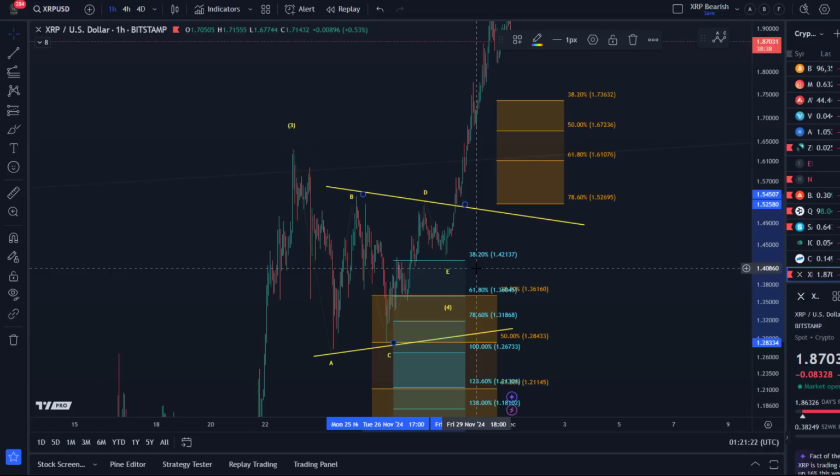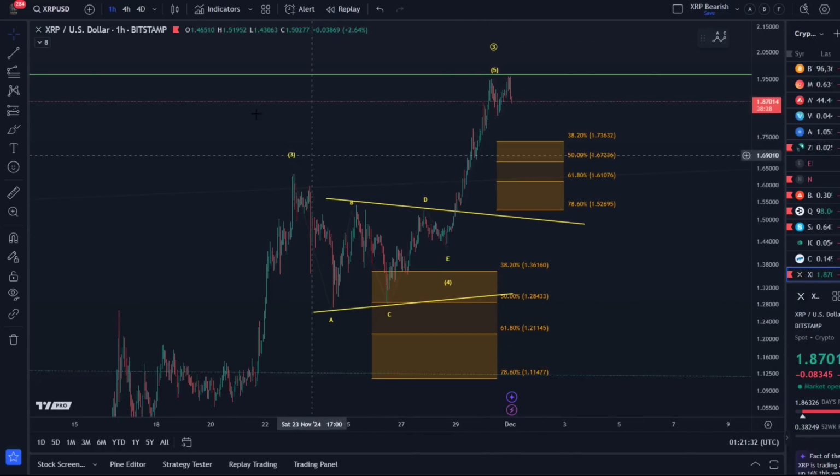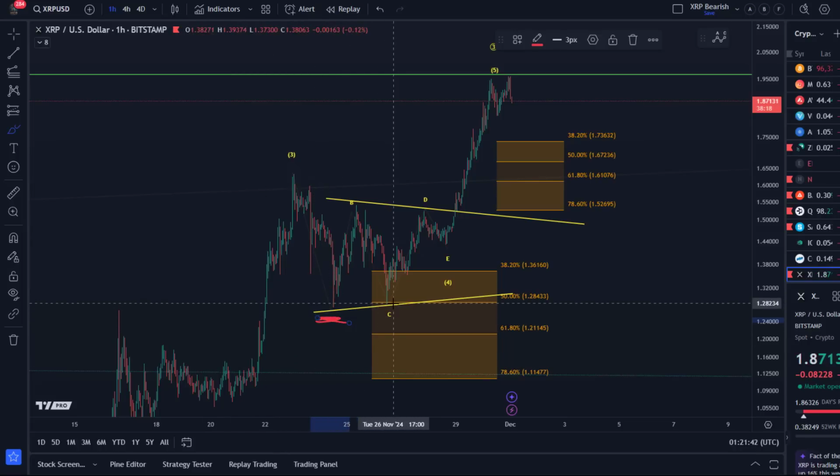Whenever we're dealing with a triangle, watch the 38.2, 61.8 and the 78.6 extensions. And what we want in a triangle like that, A, B, C, D, E, is a breakout to the upside of the E wave. And as I said, there are two ways to trade this. Either buying the low of the C wave, because with the triangle you have a very clear invalidation point, which is just below the A wave low. We don't want the C wave to go below the low of the A wave.